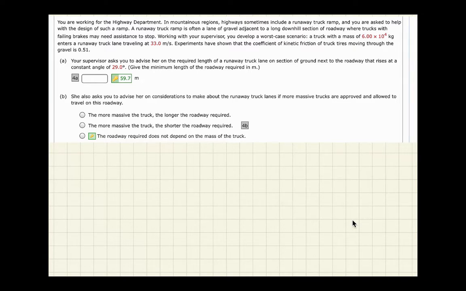So this is actually a cool problem, and I really like this context. You might have seen, if you've driven up and down from Tahoe, that there are these runaway truck ramps off the side of the freeway. They usually end up being like pretty long side roads that have gigantic piles of gravel on them.